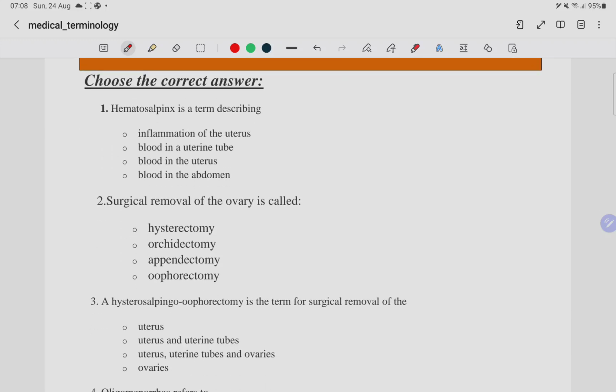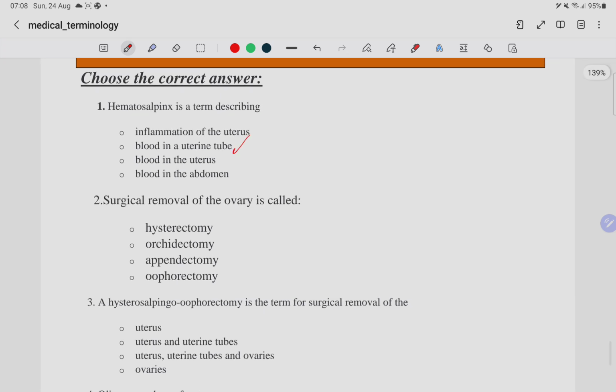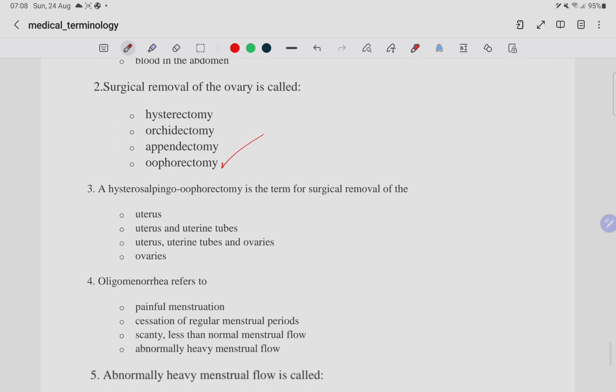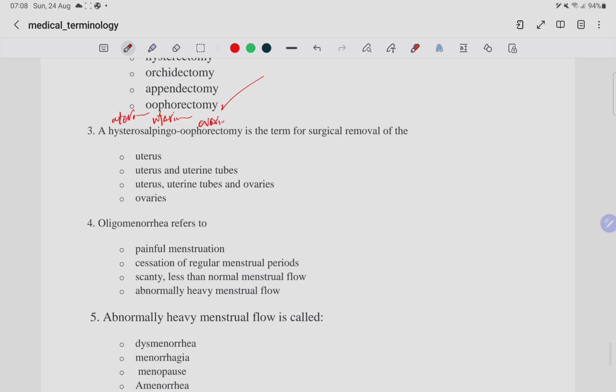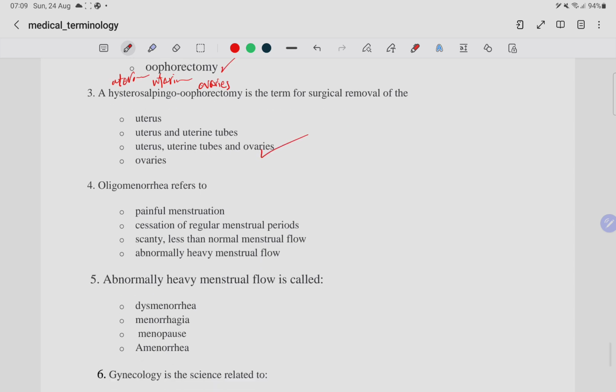So hematosalpinx: hemato means blood, and salpinx means the uterine tube. So hematosalpinx means there is blood in the uterine tube. Surgical removal of the ovary is called oophorectomy, not hysterectomy. Hystero means uterus. Salpingio means uterine tube. Oophorectomy means ovaries, so I will remove all of them: surgical removal of the uterus, uterine tubes, and ovaries.